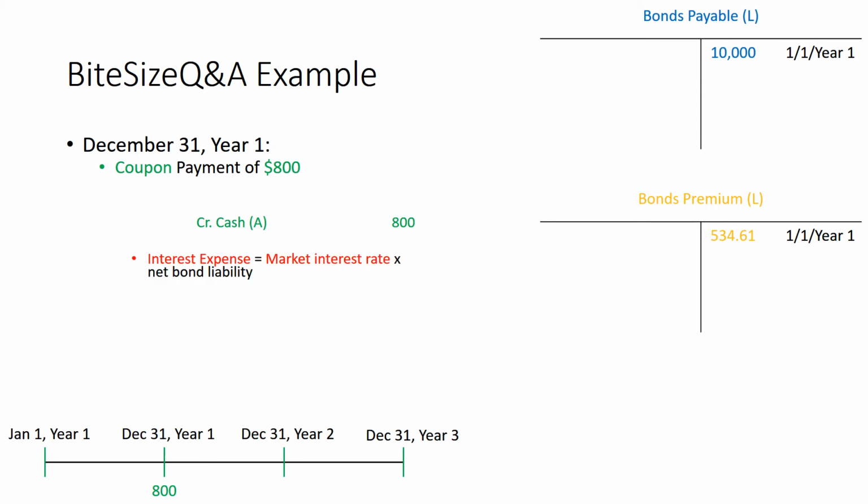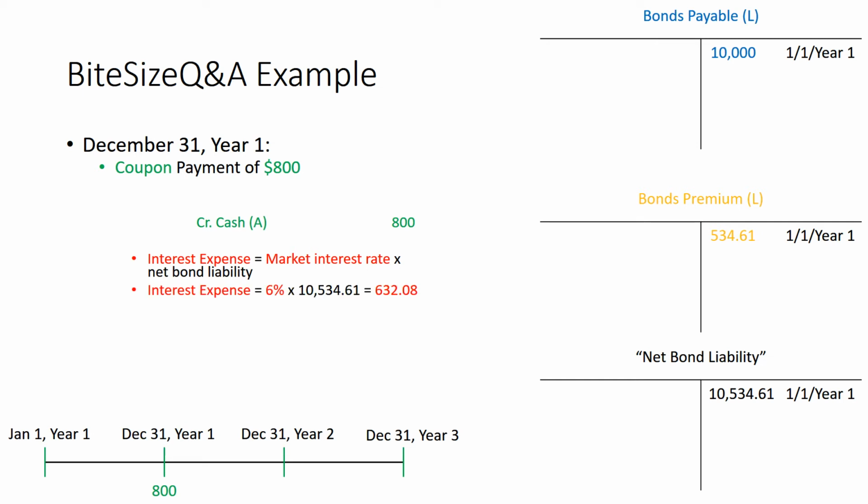Then we have to think about the interest expense, which is calculated as the market interest rate times the net bond liability. Well, how much bond liability do we have? Notice that we have $10,000 in bonds payable, and we have $534.61 in our premium account. If I were to create a fake T account called net bond liability, then I would sum the two and we would record $10,534.61 for the total bond liability that we have.